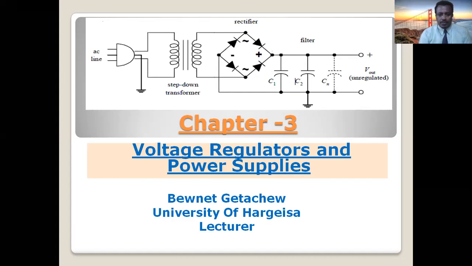In this chapter, we'll see voltage regulators specifically and power supply circuits in general. Because a voltage regulator is part of a power supply, we'll discuss voltage regulators specifically in detail in this chapter.